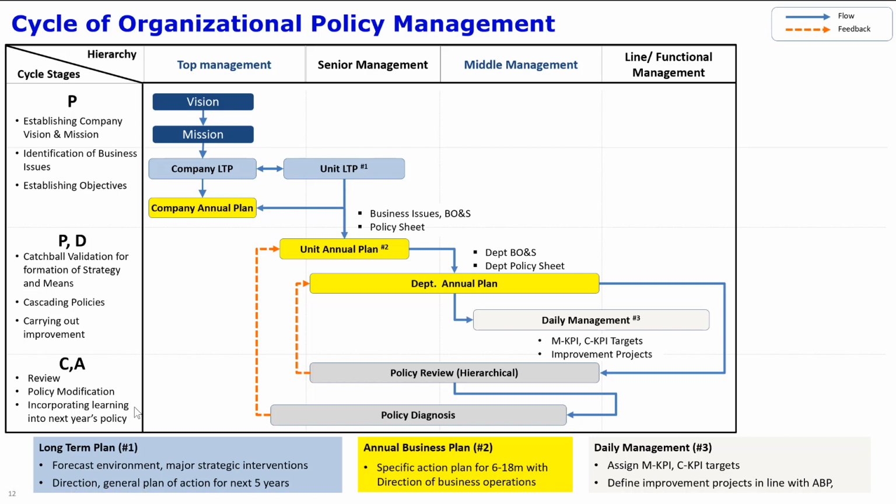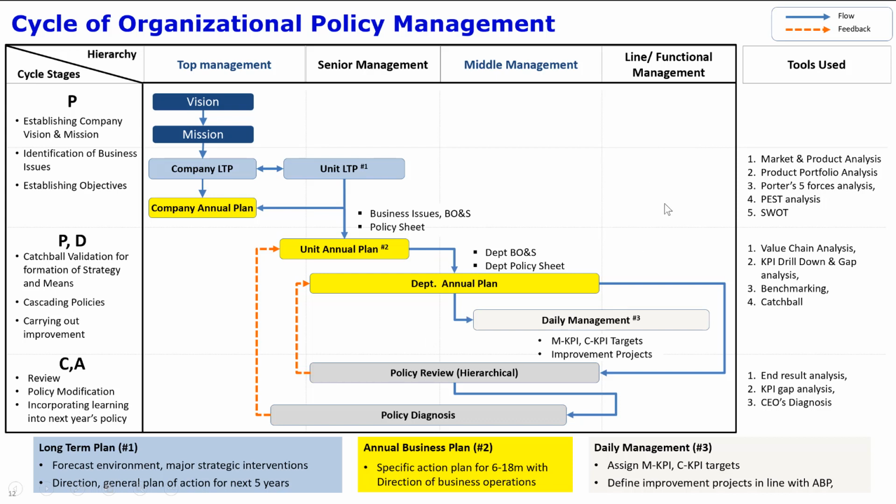Now, there are a set of tools that organizations use in this cycle of policy management. Let's look at them. At this stage, organizations might use market and product analysis, product portfolio analysis, tools like Porter's 5 forces, PEST, SWOT. All this can come in handy to identify the business issues.